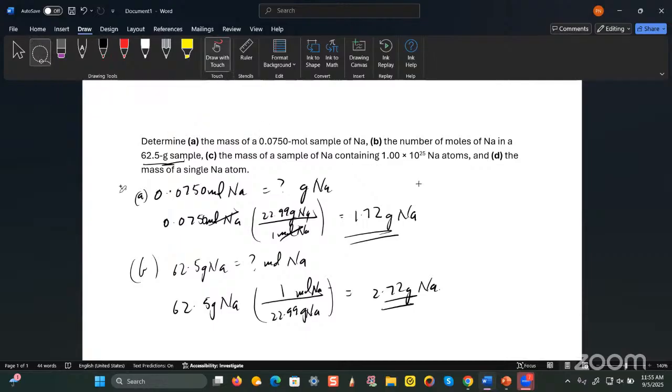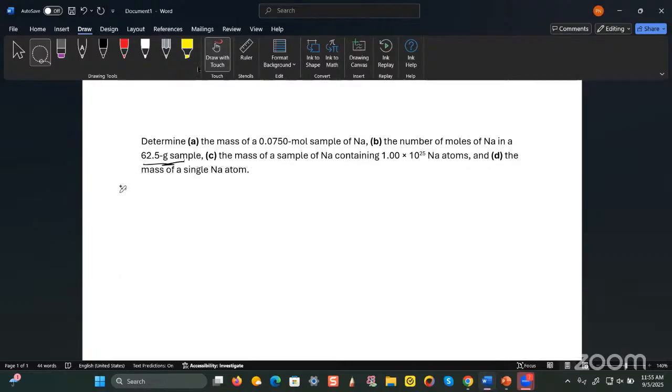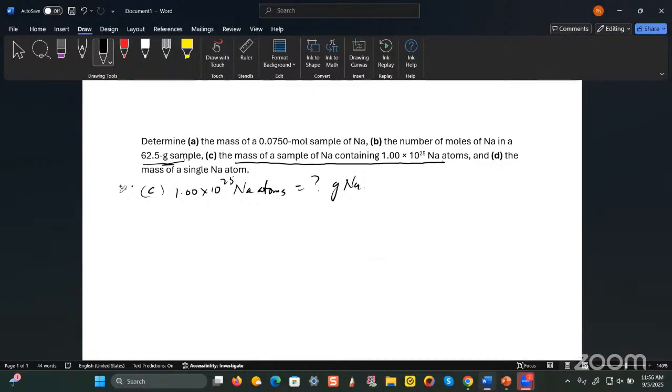Okay, the next one is, let's clear this here, the C part, which says, the mass of a sample of sodium containing 1.00 times 10 to the 25 sodium atoms. So basically, 1.00 times 10 to the 25 sodium atoms. And we need to find out the mass, presumably in grams of sodium. All right? So how do you think we would tackle this? We're going to start off with 1.00 times 10 to the 25 sodium atoms, right?